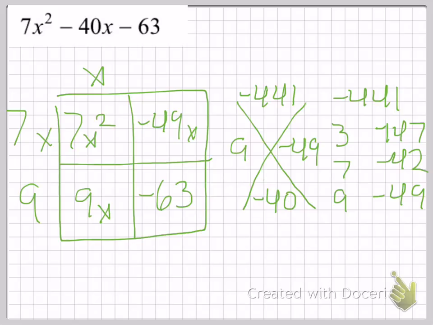And minus 49x and minus 63, we can pull out a minus. 63 is 7 times 9. 49 is 7 times 7, so 7. And then we can write our answer as 7x plus 9 times x minus 7.